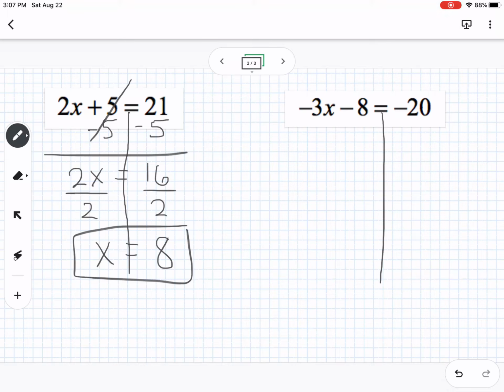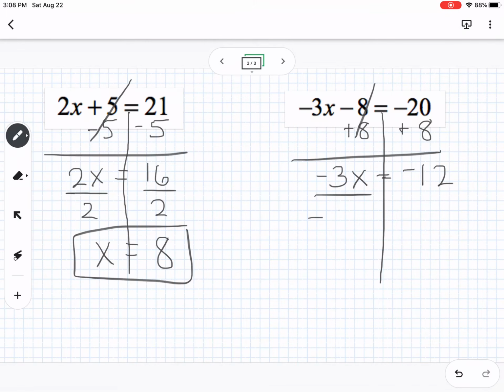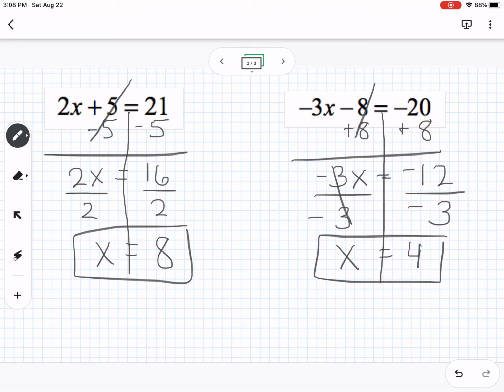Okay, we're going to do the same thing over here. I'm going to draw that line through the equal sign. Again, I want to get rid of anything with the variable, so at first I'm going to focus on the minus 8. The inverse operation would be plus 8 on both sides. Those cancel, and I'm left with negative 3x equals negative 20 plus 8, which is negative 12. Then I want to get rid of everything with the x, so I'm going to divide by negative 3. And here we know that a negative divided by a negative turns into a positive, so my answer is 4.